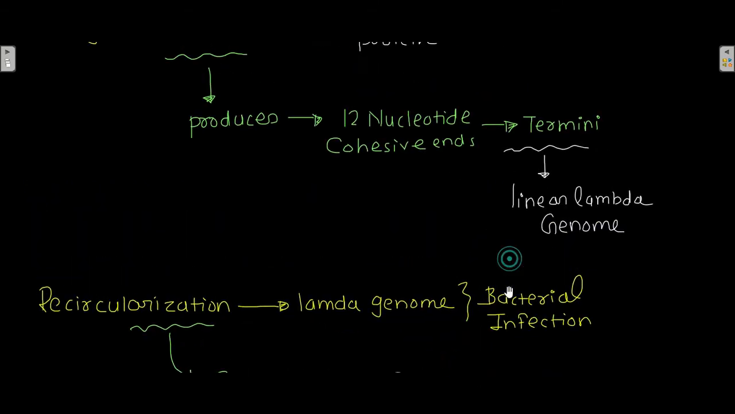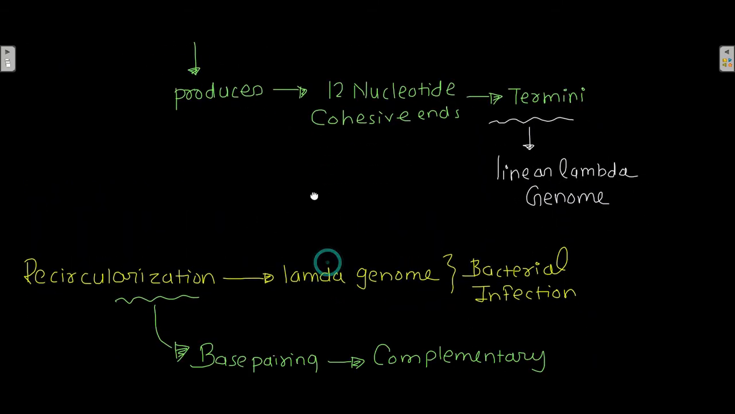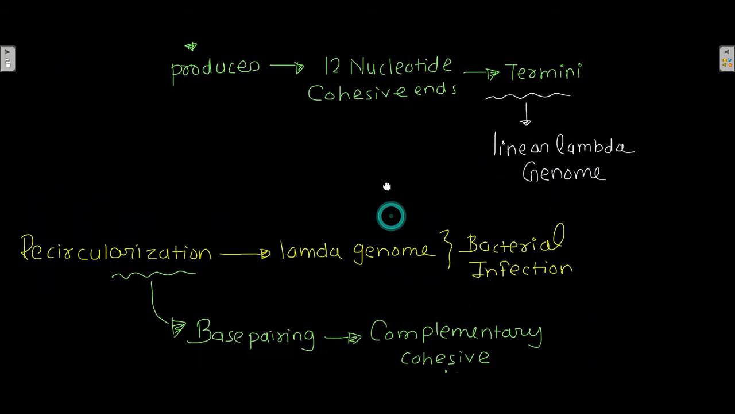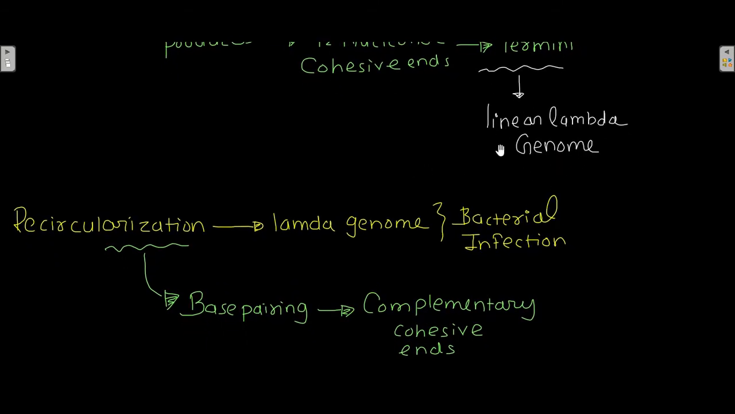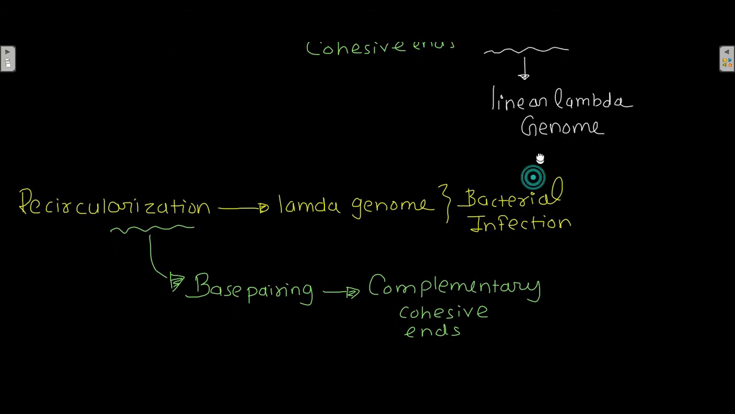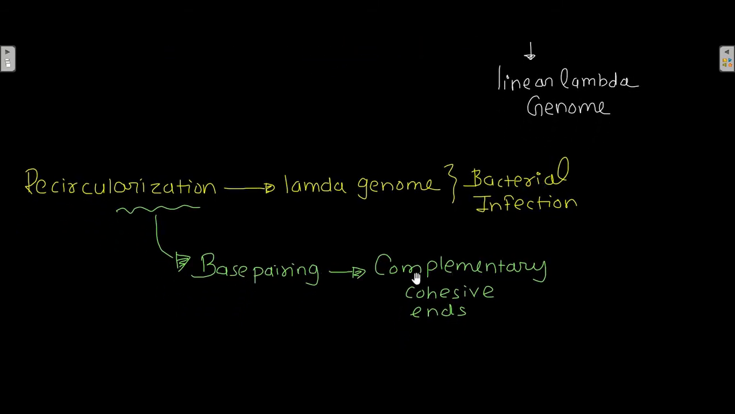So when you cut at the cos sites, you produce cohesive ends in the linear lambda genome, and when you want to recircularize this linear lambda genome, you just base pair between those complementary cohesive ends, and that is how the recircularization of the lambda genome occurs.